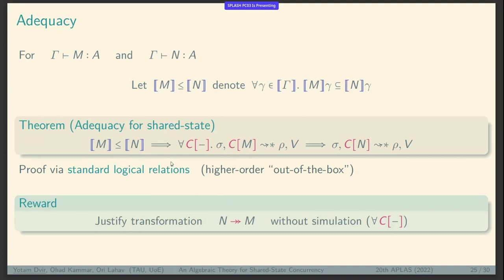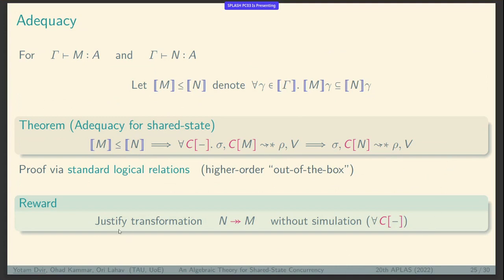And even the proof is standard, and we're enjoying the fact that we're using this standard approach. We're using standard logical relations. We get higher order out of the box. Some of the definitions of the proof do need to be specific, but a lot of it doesn't need to be specific.